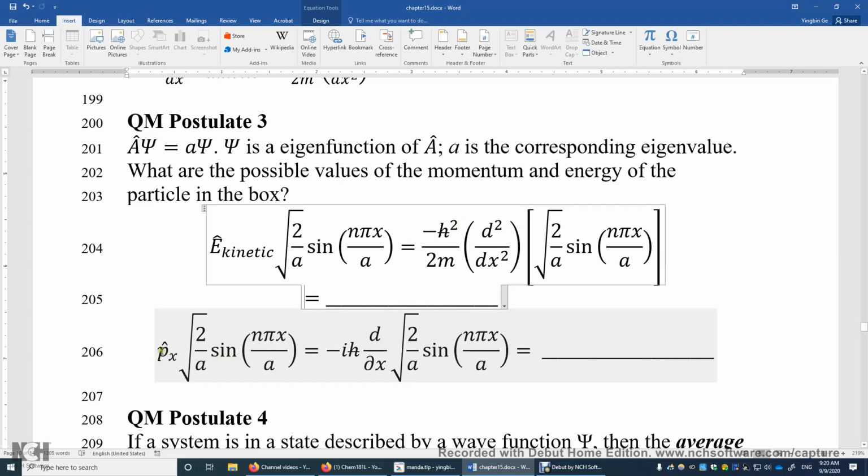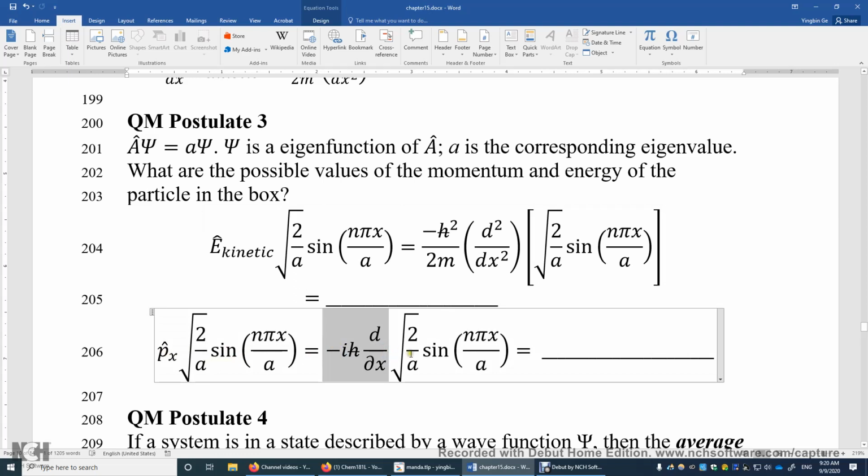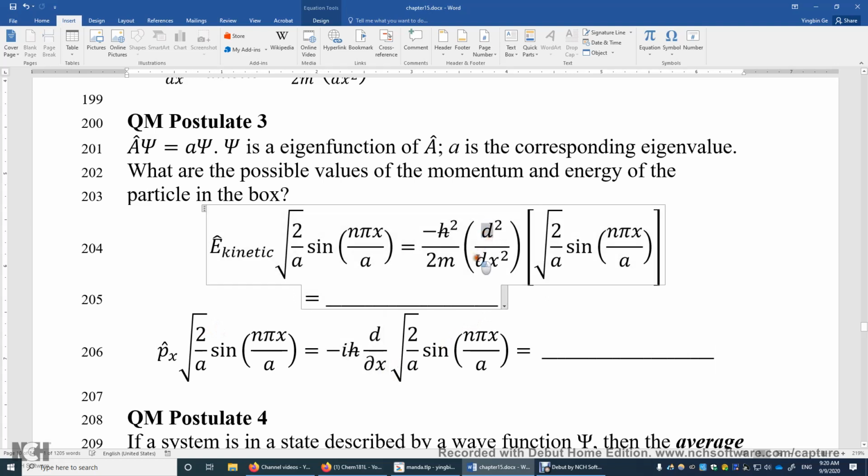How do we get the momentum of this system? Well, it's simple. We just apply the momentum operator to the function. This is the momentum operator. We apply this momentum operator to this wave function. What's the result? Well, unfortunately, in this case, the result is a cosine function. That means this sine function is not an eigenfunction of the momentum operator. That means there's no way to know the exact value of the momentum of the particle in the box. Right? So this is very important.